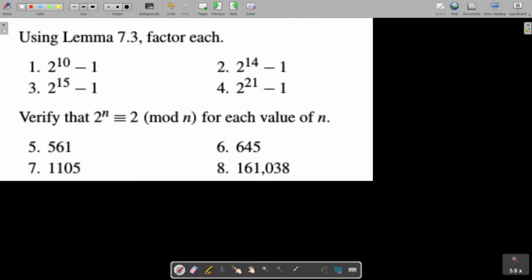Another problem, verify that 2 raised to n congruent to 2 mod n for each value of n. To prove that 341 is the first pseudoprime, we had proved that 2 raised to 341 is congruent to 2 mod 341. We are going to use the same method here. We are to show that 2 raised to 561 is congruent to 2 mod 561.